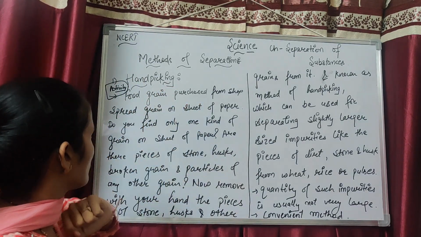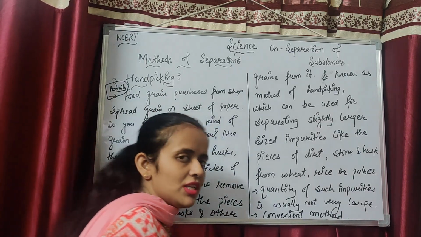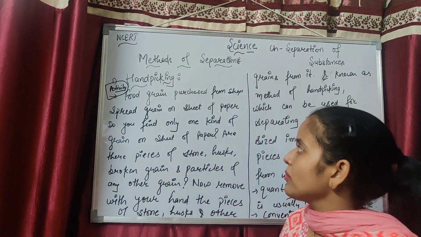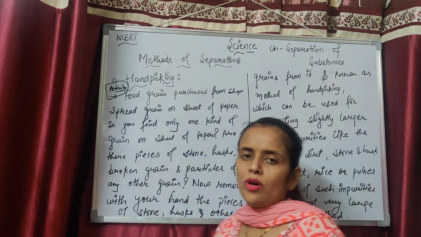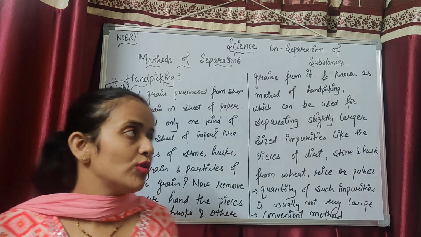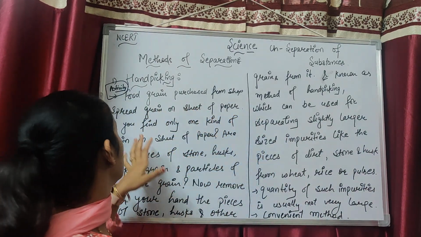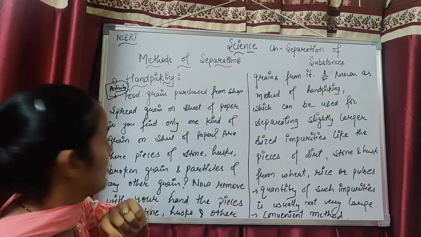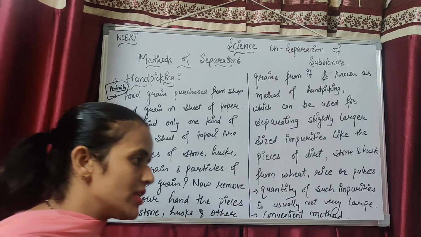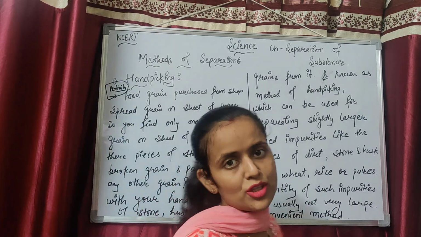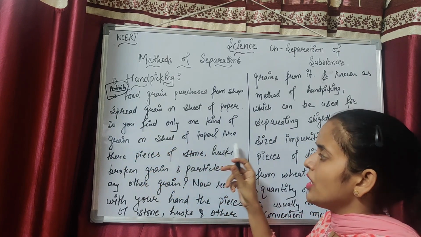Food grain purchased from a shop, spread on a sheet of paper. Like I am a teacher, I am giving a student work: go to a shop and purchase some food grains, and spread them on a sheet of paper. If we spread the grains on a sheet of paper, do you find only one kind of grain? No.